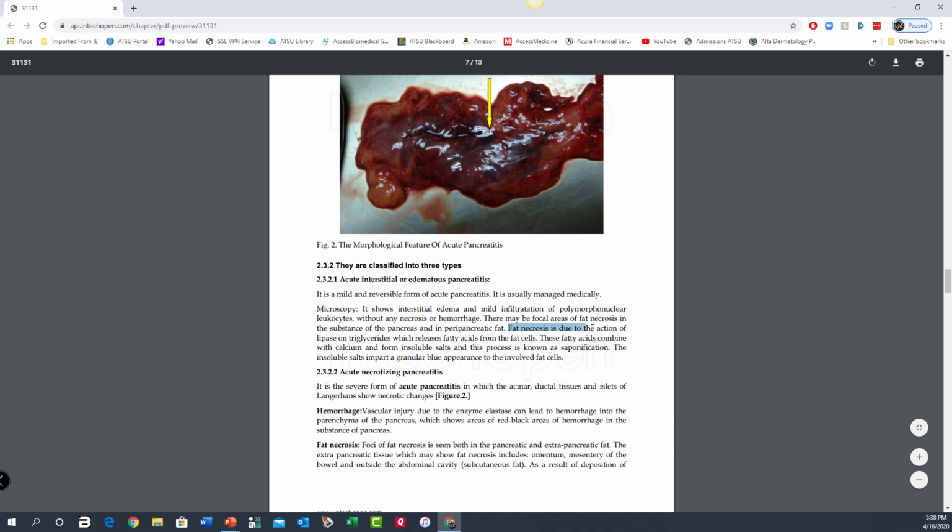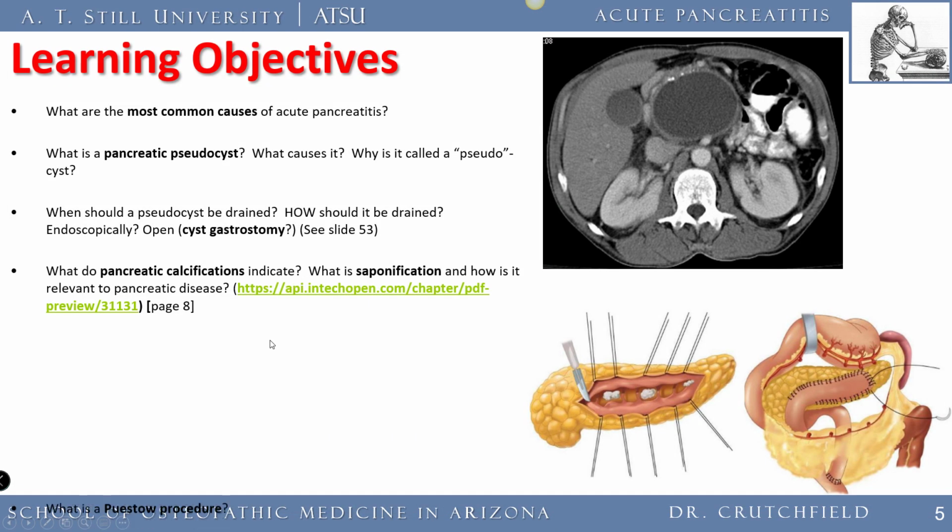Fat necrosis within the pancreas is due to action of lipase. That's an enzyme created by the pancreas. Fat necrosis is due to the action of lipase on triglycerides, which subsequently release fatty acids from the fat cells. These fatty acids combine with calcium and form insoluble salts, and this process is known as saponification. There you go. Organic chemistry did come back to haunt you.